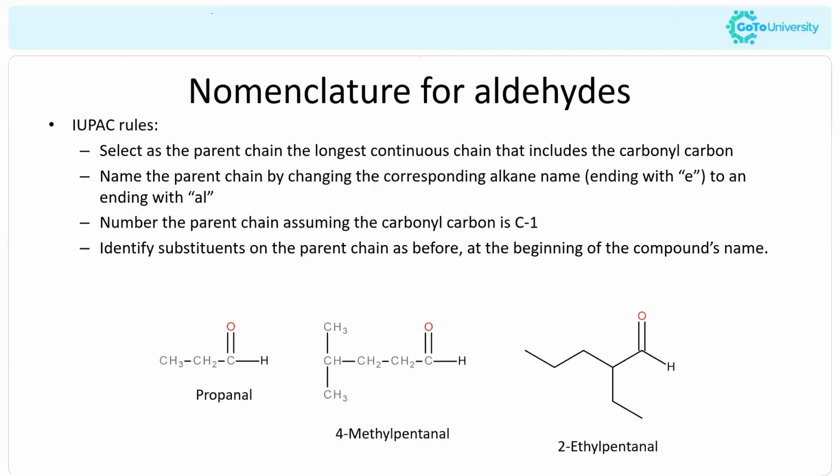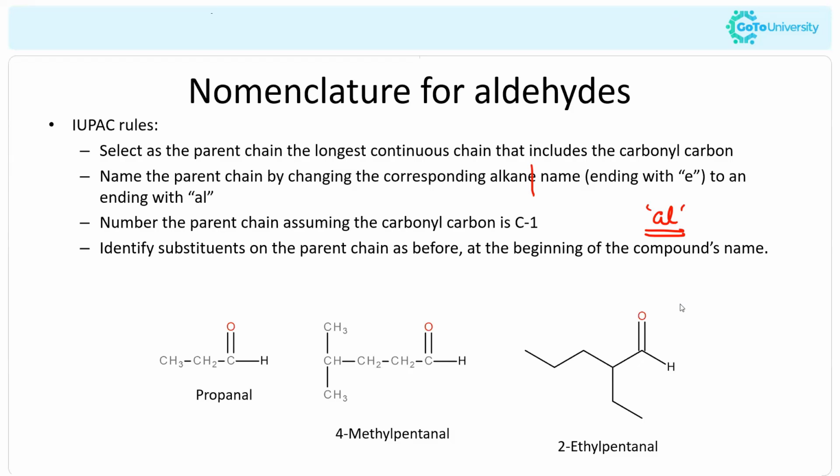Now we know the nomenclature of aldehydes. The nomenclature of aldehydes usually includes the suffix "al", which means the E from the alkane or alkene or whatever hydrocarbon is removed. If it is an alkane, we remove the E from the alkane and add the suffix "al". So we will get the name of the aldehyde. The CHO group always comes at the end of the chain.